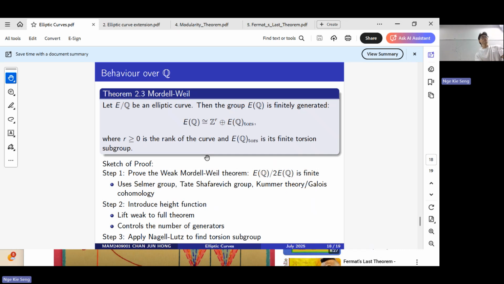Wait. So r is the number of generators. The number of infinite order generators. Yeah, generators for the group of the elliptic curve, generators for the set of elements with infinite order.